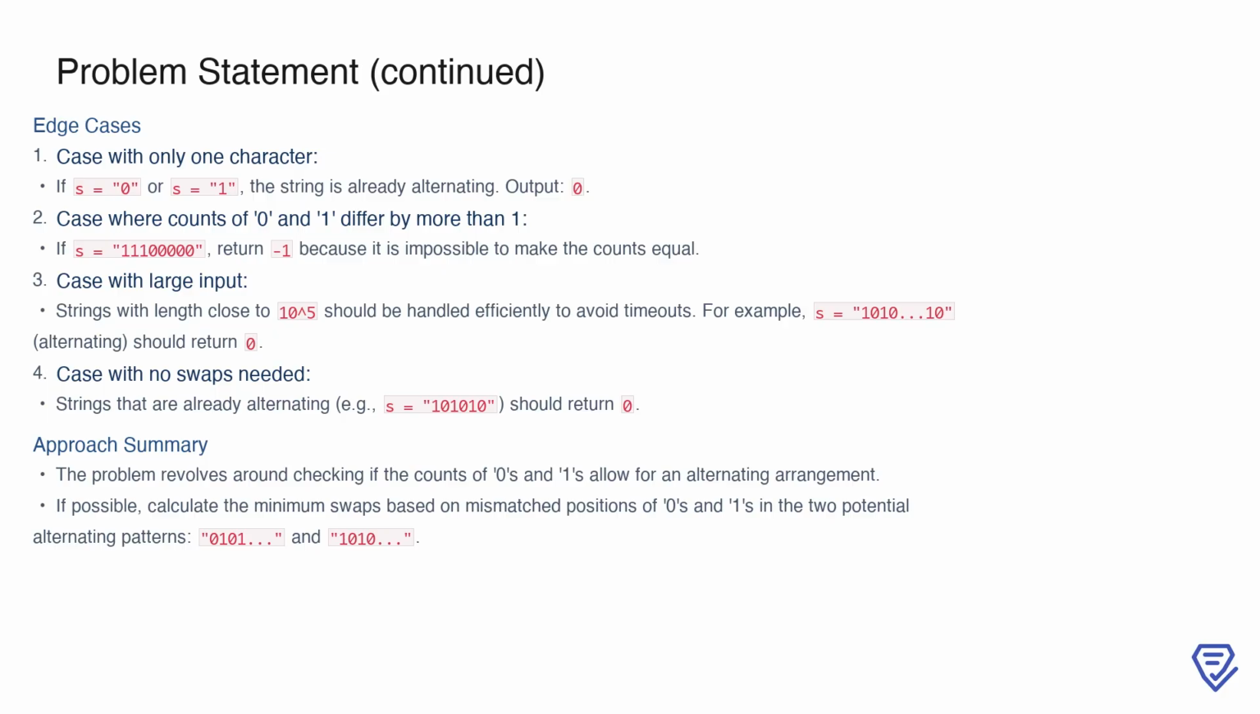For large inputs, such as strings with lengths close to 100,000, the solution must handle these efficiently to avoid timeouts. For example, an already alternating string like S equals 1001010 should directly return 0 since no swaps are needed. The overall approach involves first checking if the counts of zeros and ones make it feasible to create an alternating string. If it is feasible, the next step is to calculate the minimum swaps needed by considering mismatches in the two possible alternating patterns, starting with 0 or starting with 1.